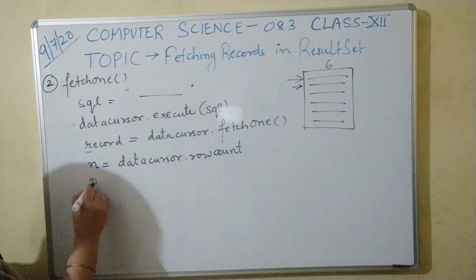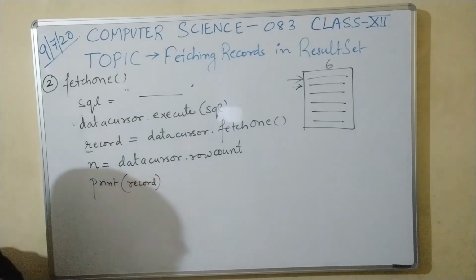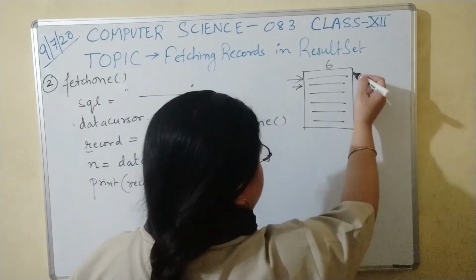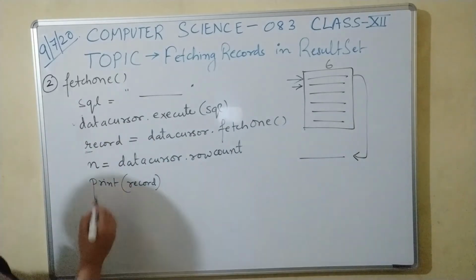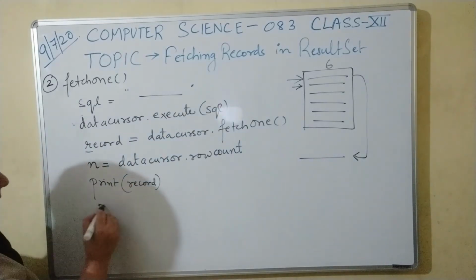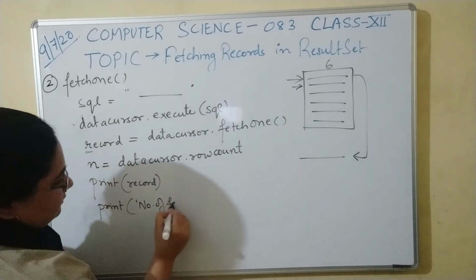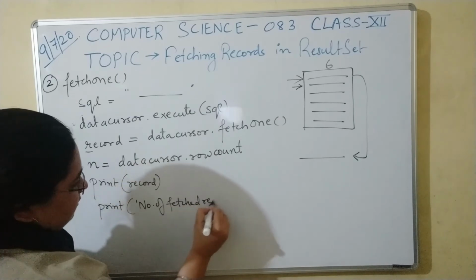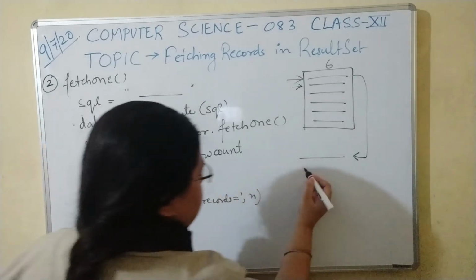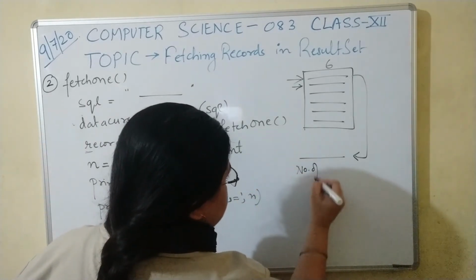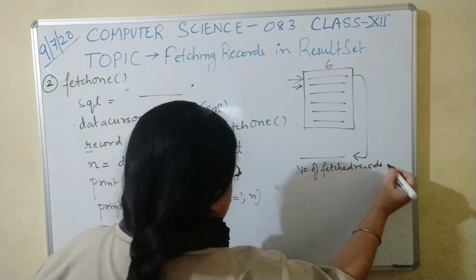Now you can print the record. Once you print the record, the tuple is printed. One record is extracted and that is printed on the screen. And if you want, you can also print the number of records fetched. Number of fetched records is, you can type n over here, and it will give you: number of fetched records is 1.